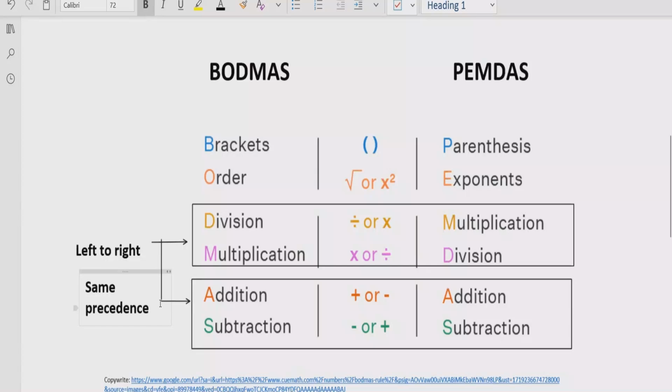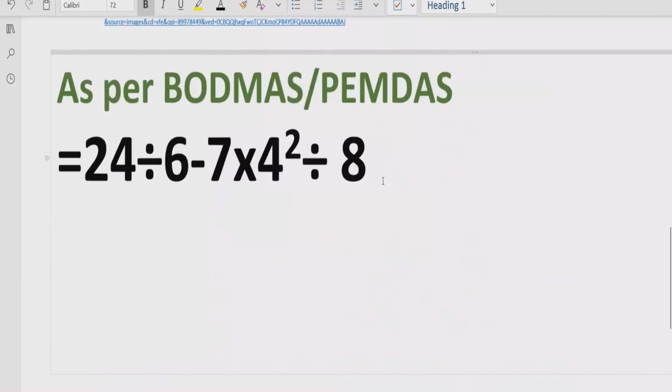Step number 3 is you have to solve division and multiplication. Actually, both have similar precedence, so you can solve any of them which is coming first. So you have to go left to right in your expression and find out division and multiplication. Similarly, for addition and subtraction, we have the same rule. We can solve addition first if it is coming first, and we can solve subtraction first if it is coming first. Now move forward to solve the given expression.